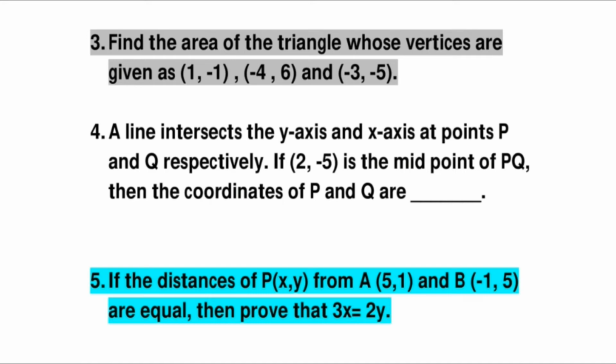Question number 5: if the distances of P(x, y) from A(5, 1) and B(-1, 5) are equal, then prove that 3x equals 2y. Here at first you have to find the distance AP and then find the distance BP. Both are equal, equate them and you will get the required result.